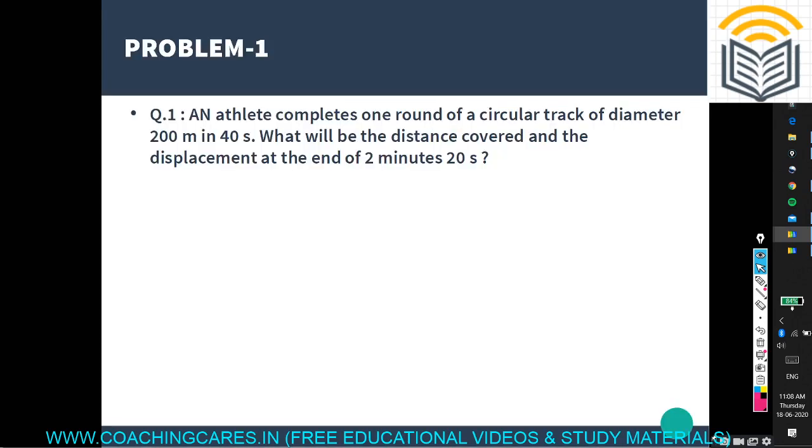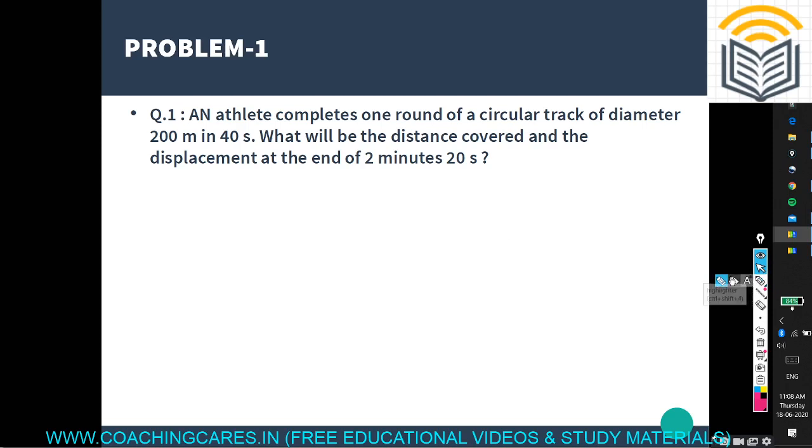Numericals will cover. In this video, under this lesson, we'll study some numericals. Let us start with problem number 1. An athlete completes one round of a circular track of diameter 200 meters in 40 seconds. What will be the distance covered and displacement at the end of 2 minutes and 20 seconds?